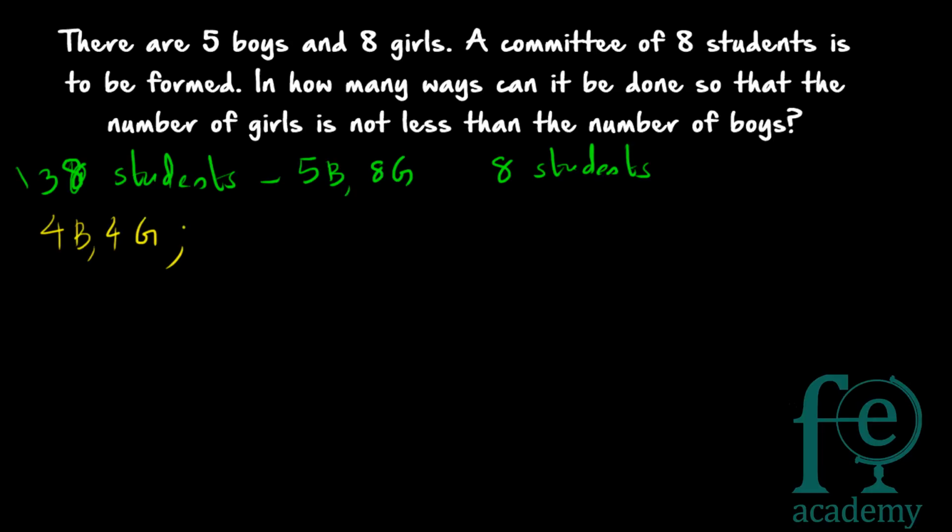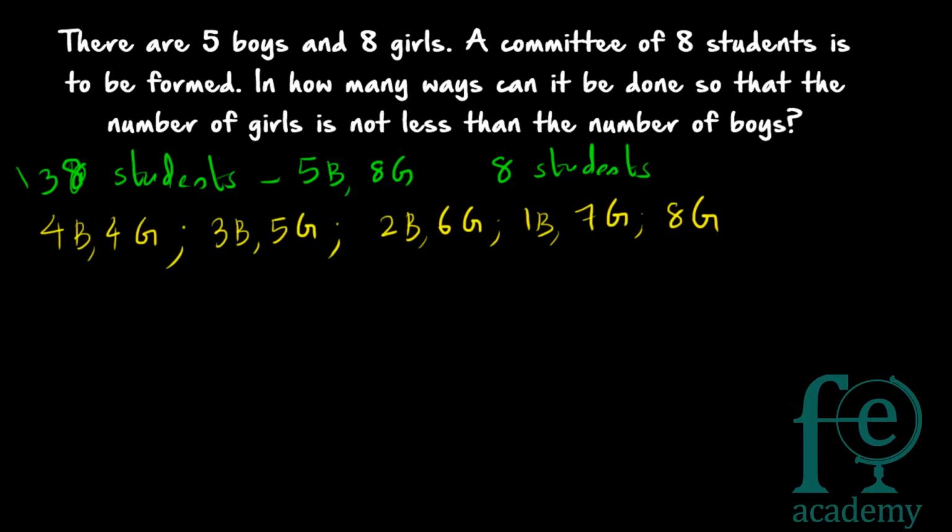Now second is again 3 boys and 5 girls. Now just reducing the number of boys and increasing the number of girls: then 2 boys and 6 girls, then 1 boy and 7 girls, and last is 8 girls. So these are the different ways in which you can satisfy the condition given in the question. So either 4 boys and 4 girls, or 3 boys and 5 girls, or 2 boys and 6 girls, or 1 boy and 7 girls, or 8 girls.